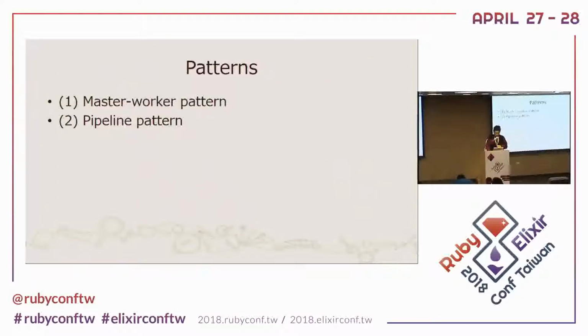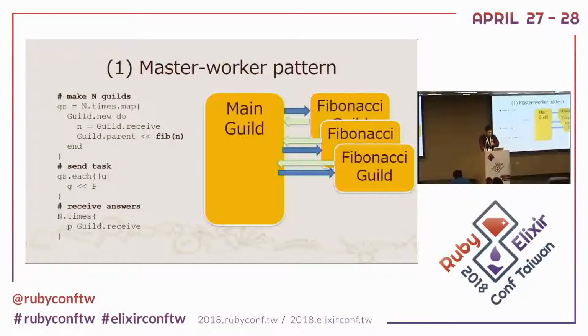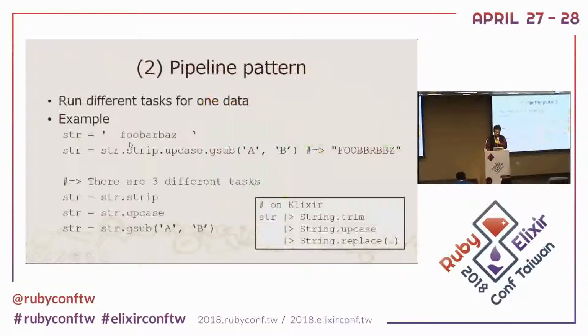Okay. I want to show some patterns: the master-worker pattern and pipeline patterns. In this case, this is a Fibonacci example. We make several Fibonacci guilds and send requests. We send a number, then it returns the calculated Fibonacci number to the main guild. This program works fine.